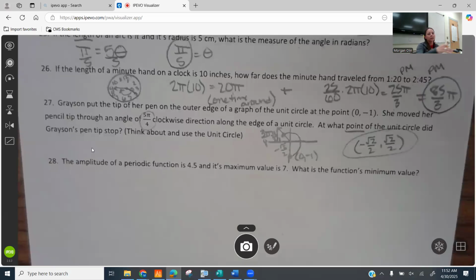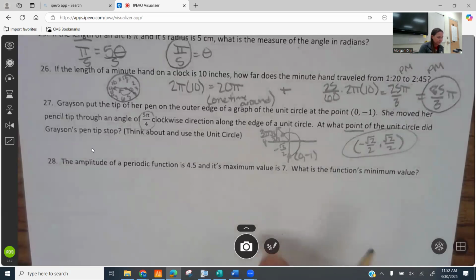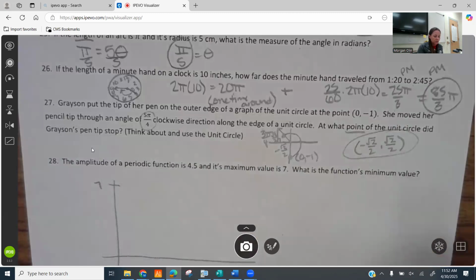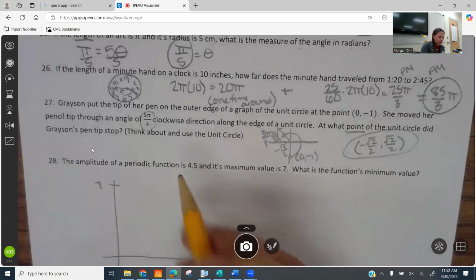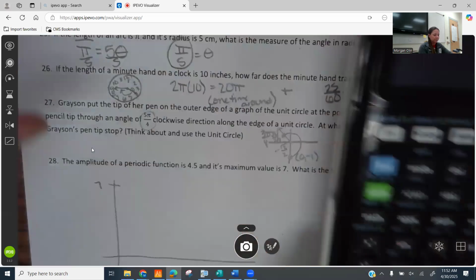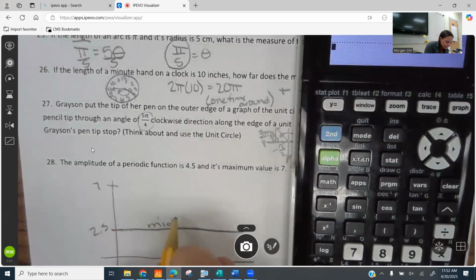That's probably the easiest way to solve that right there. All right, and lastly, the amplitude of a periodic function is 4.5. All right, its maximum value is 7. All right, so here we go. Its max is 7. All right, what is the function's minimum value? Now think about this. The amplitude is 4.5. So here, to get to the midline, I would subtract 4.5. So 7 minus 4.5, and I get 2.5. This is our midline right here.